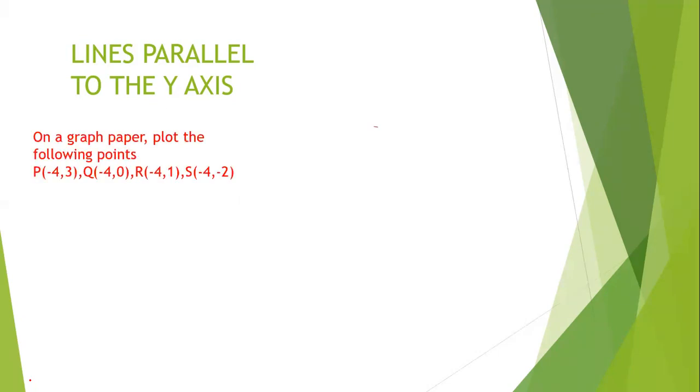Now, let us move to the next one. Line parallel to the y-axis. Now we did lines parallel to the x-axis. Now we are moving to the next concept. In case a line is parallel to the y-axis, then how can we describe that line? On a graph paper, plot the following points. So they have given us the points P, Q, R and S, right? 4 points. So we have to first plot these points on a graph paper and then let's see how we can describe this line also.